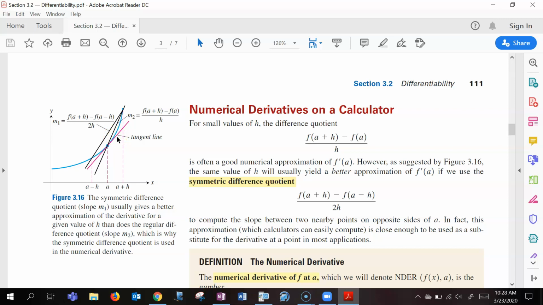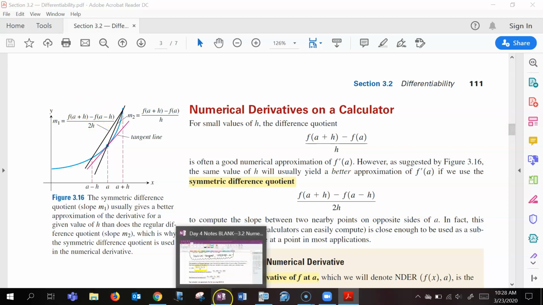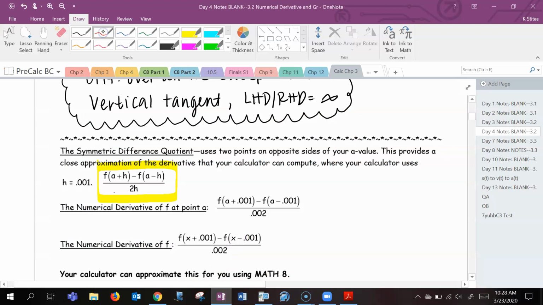Okay, so the reason that they have this 2h down here, in case you're confused as to where that came from, we're still doing slope, right? So it's f of a plus h minus f of a minus h. And then what they're doing is they're taking a plus h minus a minus h. And when you do that, your a's cancel and you just get the 2h.